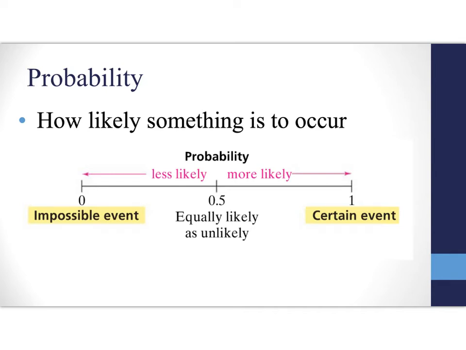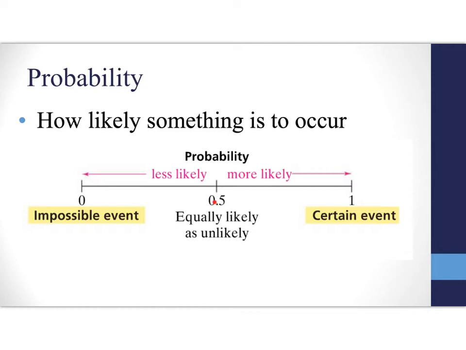Now, the probability is how likely something is to occur. How we measure that is on a scale of 0 to 1. The closer something is to 0, the less likely it is to happen. If you have a probability of 0, that means it's impossible. It flat out will not occur. If you have a probability of 1, then we know for 100% certainty that that event will occur. And the closer your number is to 1, the more likely it is to occur.